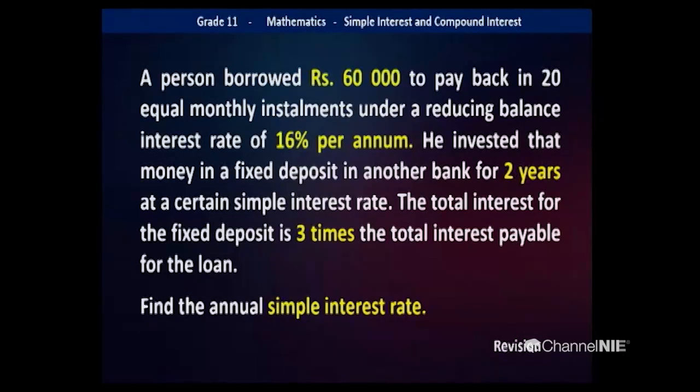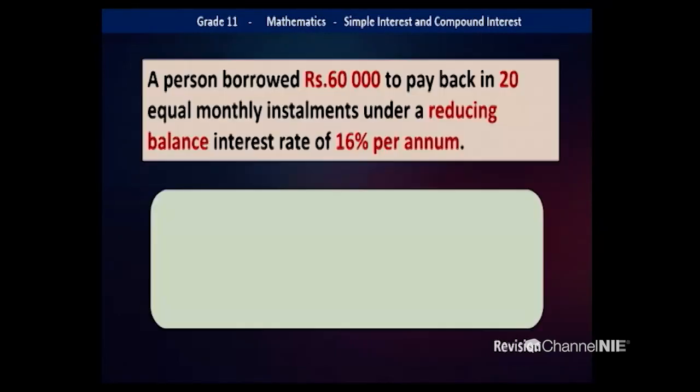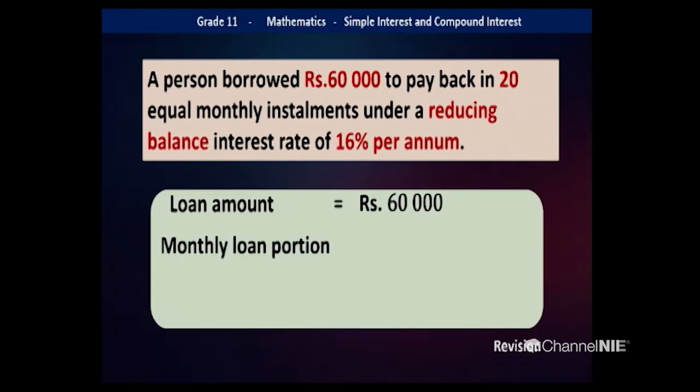They say a person borrowed 60,000 to pay back in 20 equal monthly installments under a reducing balance interest rate of 16% per annum. This is the question. I have highlighted the important facts. Let's go on calculating. Loan amount 60,000, given directly. Monthly loan portion, that means without interest, is 60,000 divided by 20, rupees 3,000. Per month without interest you have to pay 3,000.